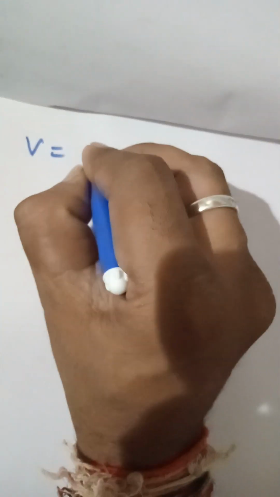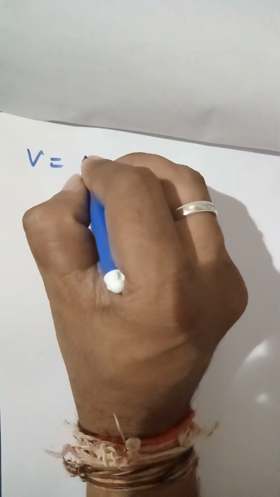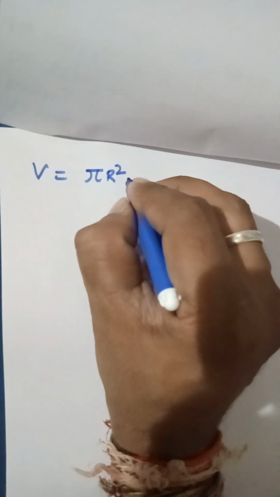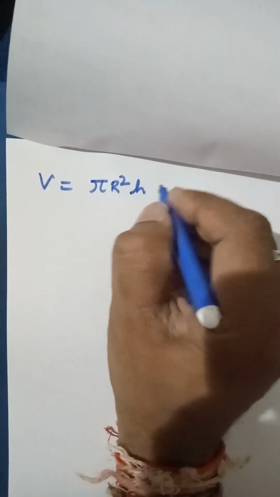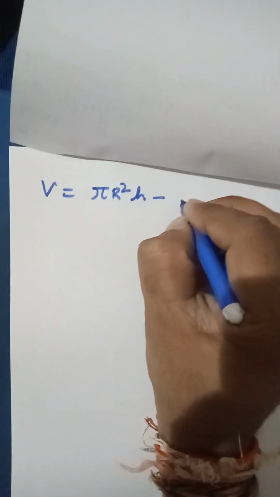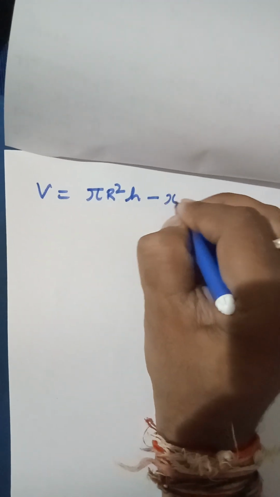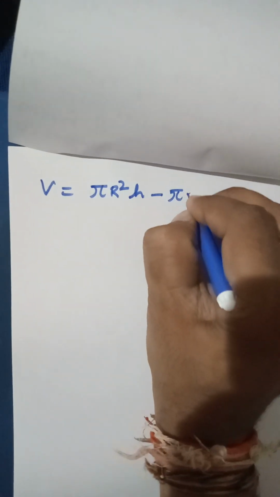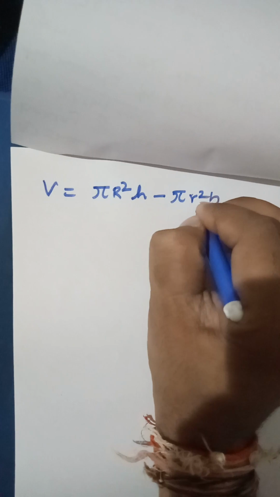So V, which is nothing but the volume of the remaining cake or left out cake, will be equal to volume of outer cylinder. In general the volume of cylinder is pi r square h. R, capital R, is the radius of the outer cylinder, and the height of the outer cylinder is H, minus inner portion. Inner portion is also cylindrical in shape, therefore I shall use the same formula to calculate volume here, that is pi r square h, where r is the radius of the inner portion.